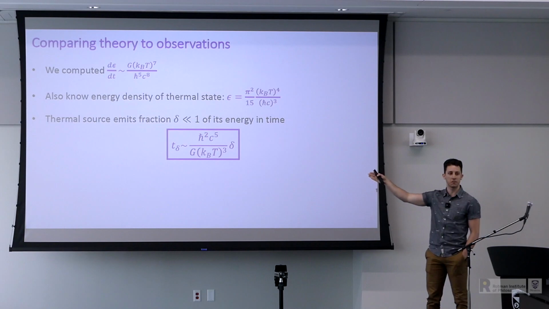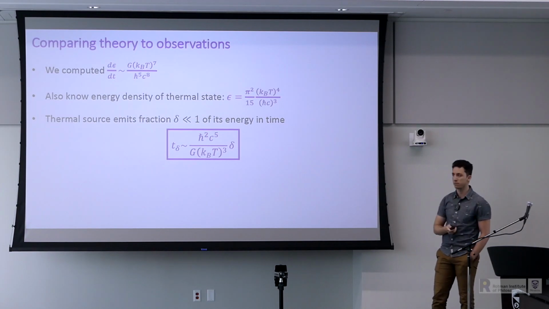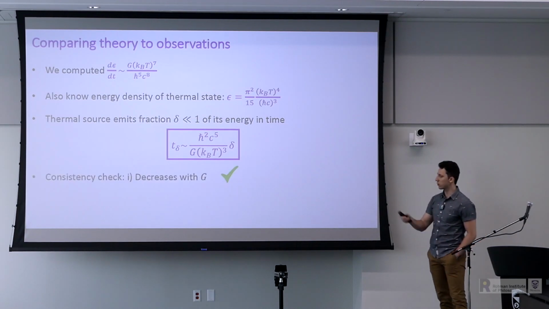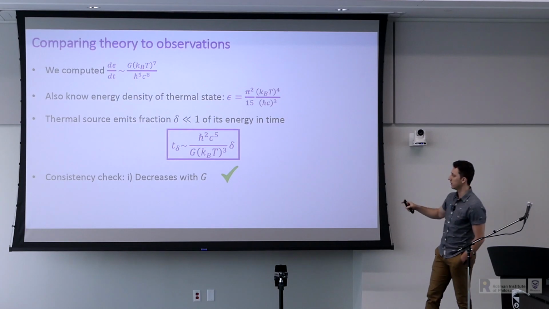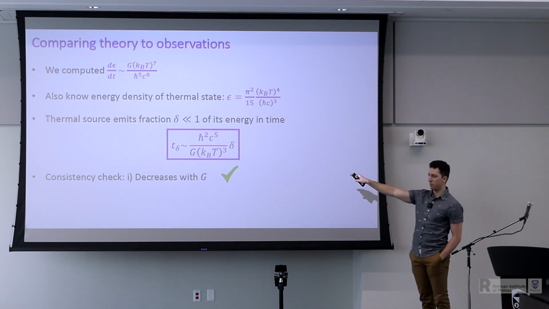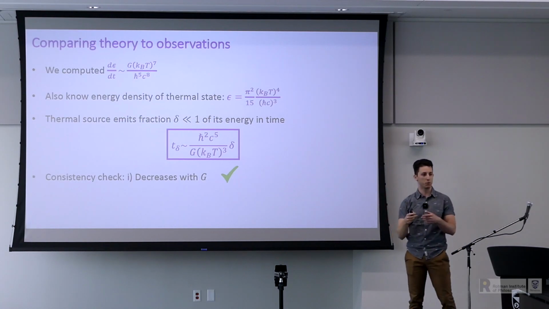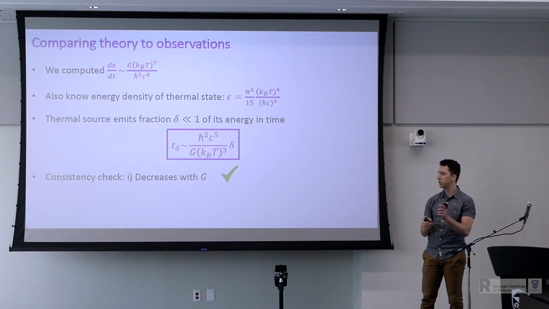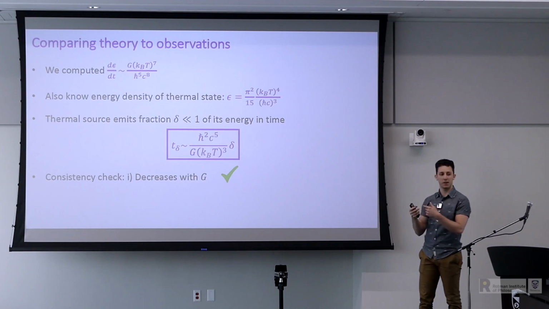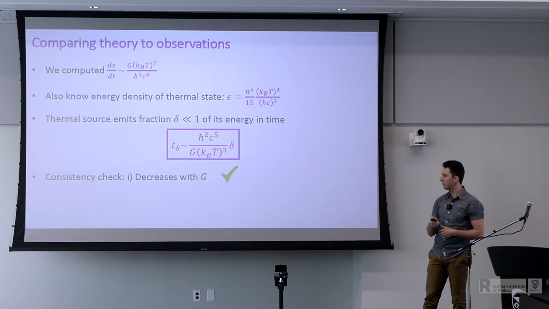This is really the quantity that we're going to be comparing with observations. Okay? Let's do a consistency check, though, first on the quantity. We see that the radiation time decreases with g. This makes sense, because if the coupling between matter and gravity is stronger, the matter is going to radiate gravitational waves faster, and that's going to decrease the radiation time.